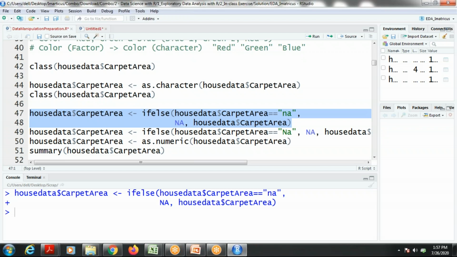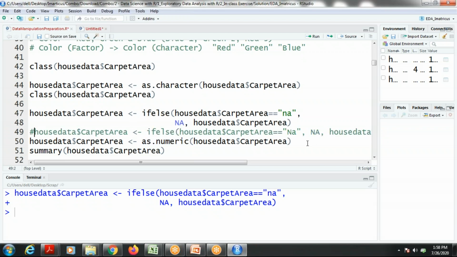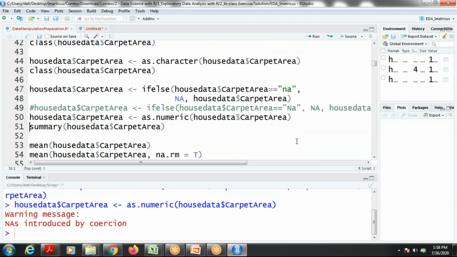Once it is done, I want to convert this carpet area to numeric. I mentioned that from factor we convert into character, and from character we are going to convert into numeric. Correct. So now in line number 50, we are converting that into numeric. We did it. Okay, it's a warning message, no worries.